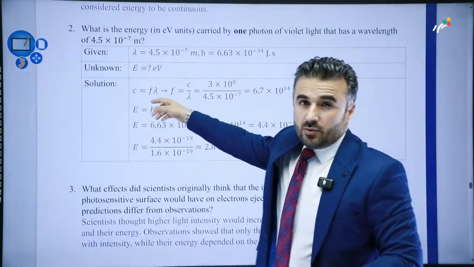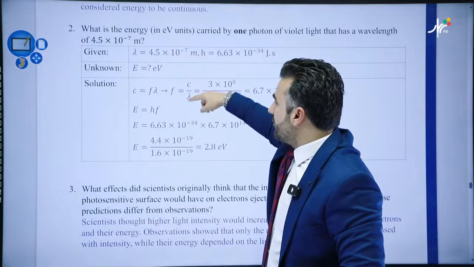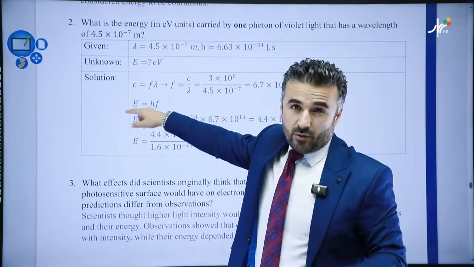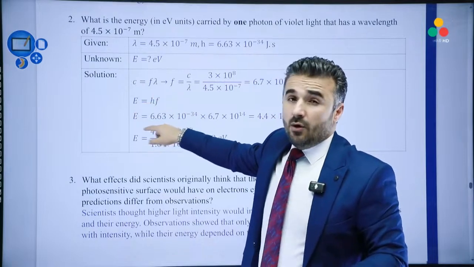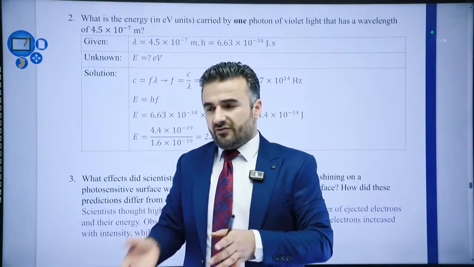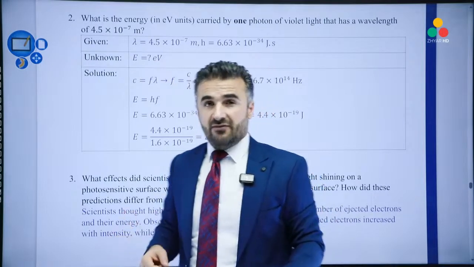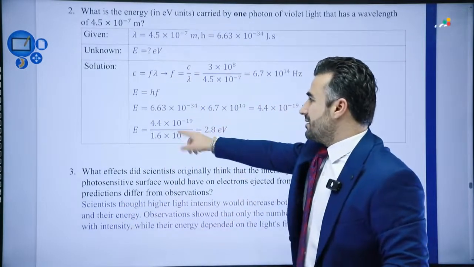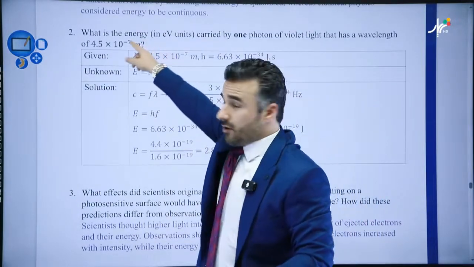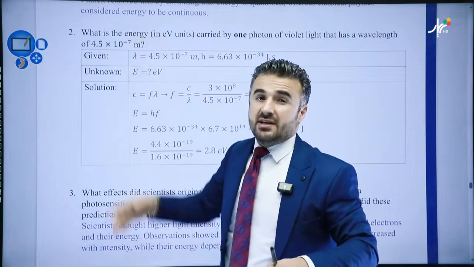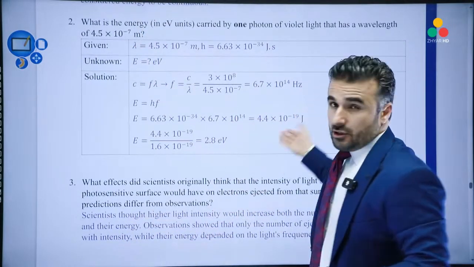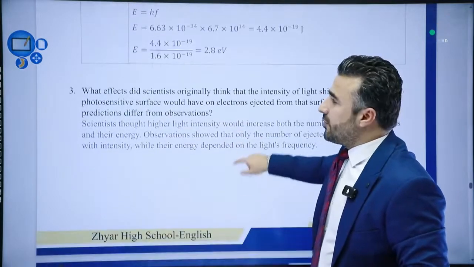Speed of light equals frequency times wavelength, so frequency equals speed over the wavelength. We'll find the frequency this way. Now, plug this number into the energy equation, that is Planck's constant times frequency. We'll find the energy in joules, don't forget. But if the question asks to find the energy in electron volts, then of course we'll have to divide by 1.6, which is right here. And by the way, take a look. The question says, what is the energy in electron volts? So it is a must. We'll have to convert it to electron volts. So once you find the energy in joules, just divide by 1.6 times 10 to the power negative 19, and that's it.